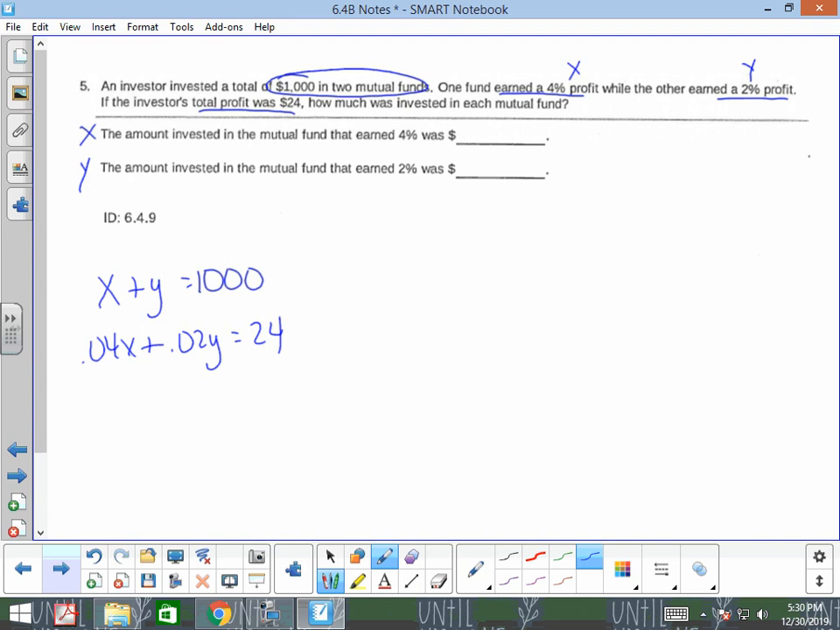Now in this one, I'm going to use substitution. I'm going to take this top equation and solve for y.